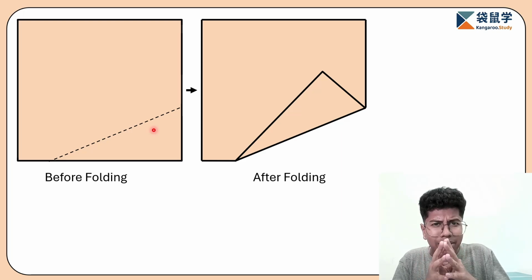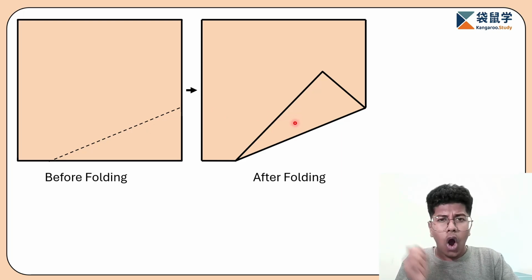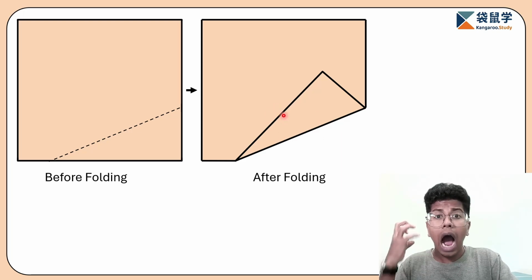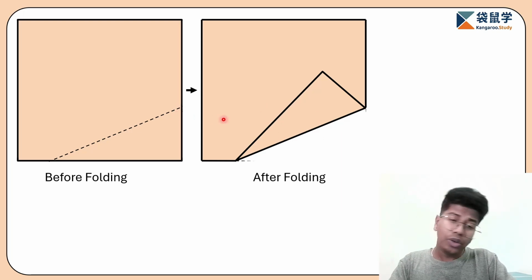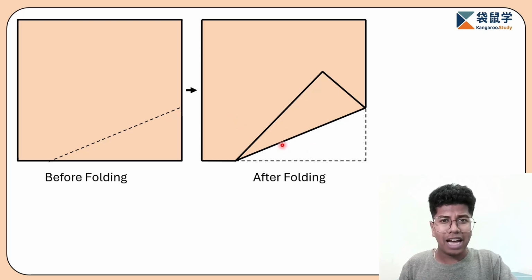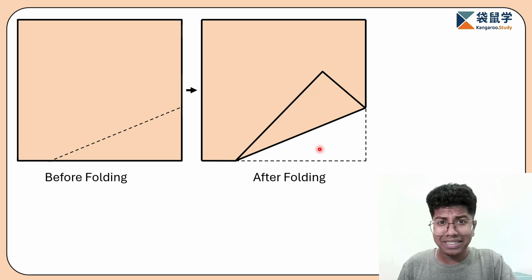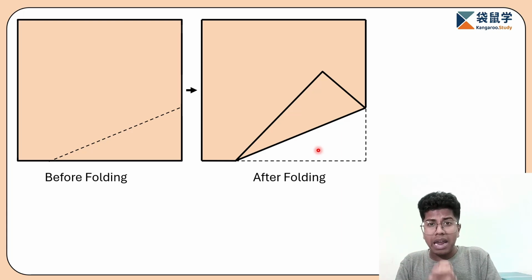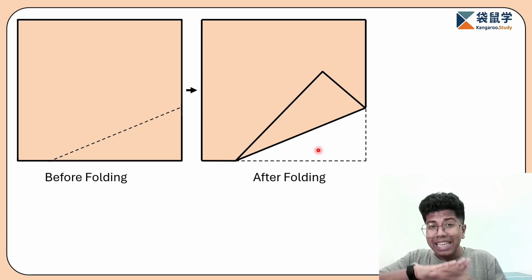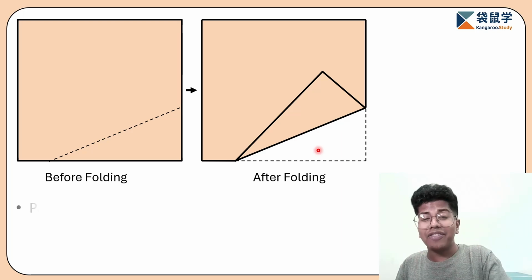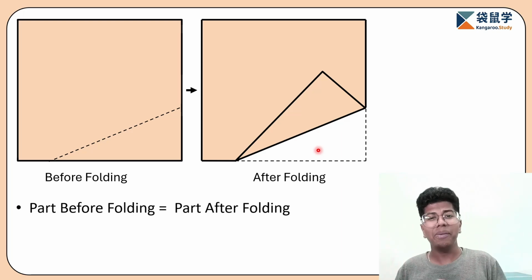Now to understand it more clearly, on the after folding figure, to trace how it looked previously, I will draw dotted lines. Here there is a part that looked like this before folding, and this is the part after folding. If I ask you, are these two parts different? No, of course, they are the same, right? So the conclusion we can make is that the part before folding is equal to the part after folding. This is the first conclusion that we can make.